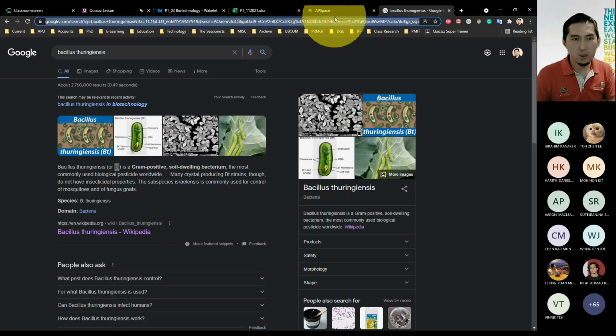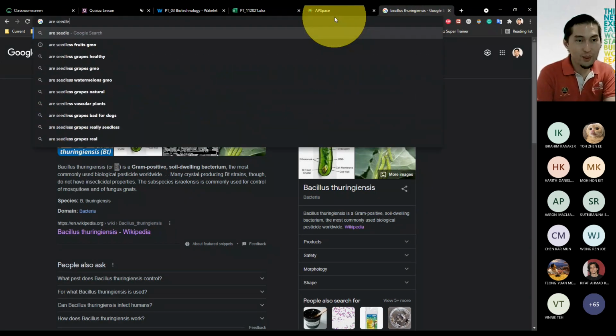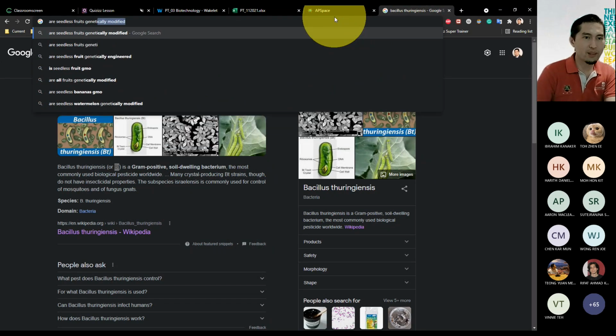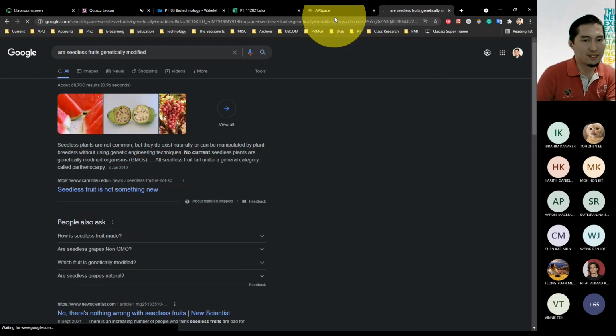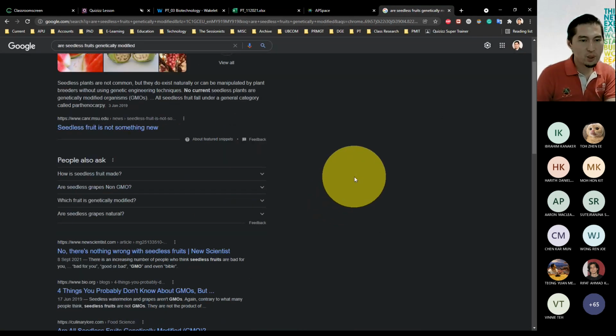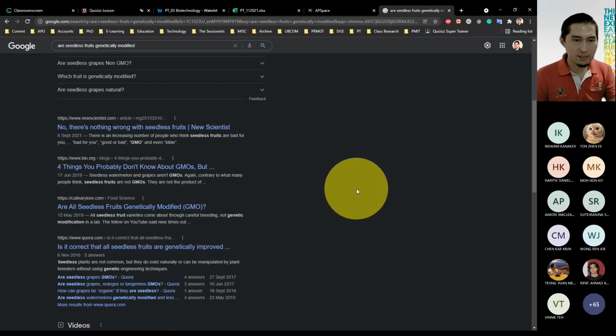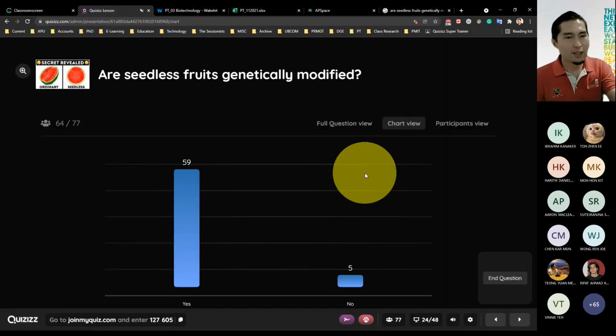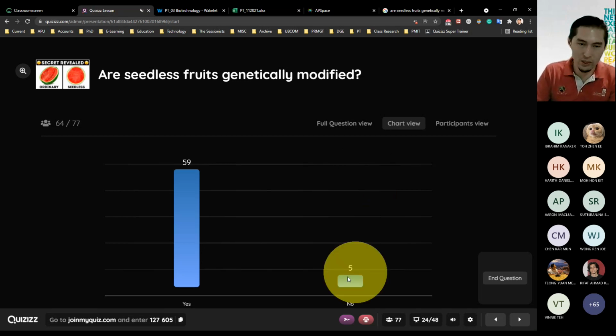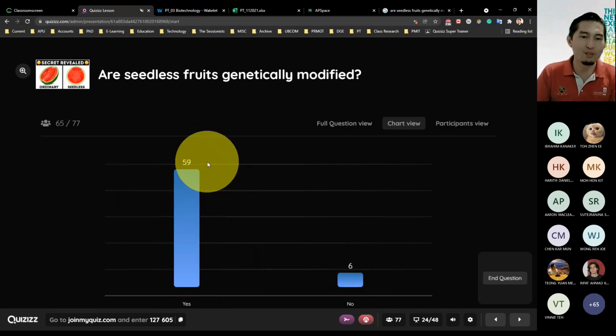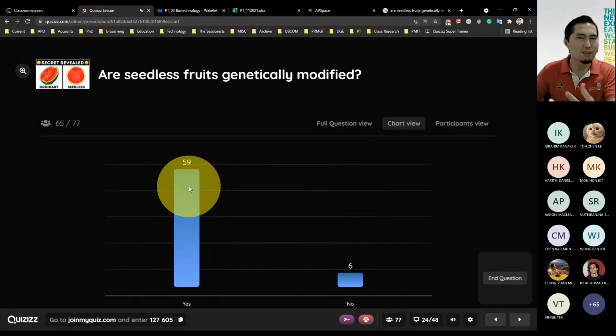All right, so let me just show it to you. Are seedless fruits genetically modified? Okay, all right. So if you go and find out, if you read and so forth, the answer is no. I honestly fall into the same category as you. When someone first asks me this question, I will say it's a yes. Obviously, they modified something, then the seeds are gone, right? So actually, it is not genetically modified.